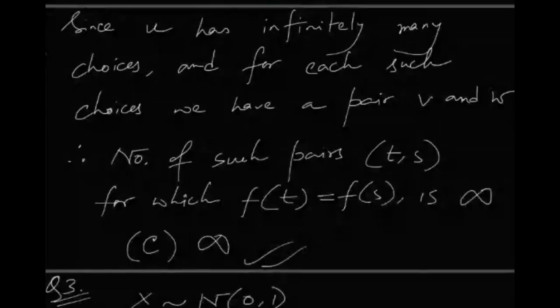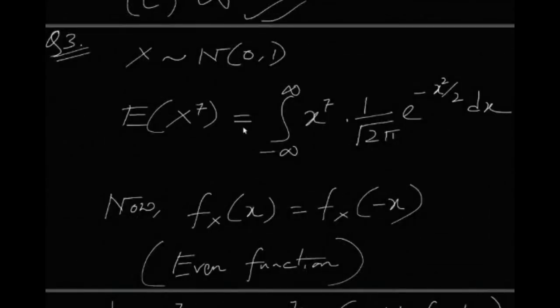You can also calculate it. Expectation of x to the power 7 is nothing but the integral from minus infinity to infinity of x to the power 7 into the PDF, 1 by root 2 pi into e to the power minus x square by 2 dx, right? So as you can see, this PDF f(x) is an even function, right? f(x) is equal to f(minus x), right?